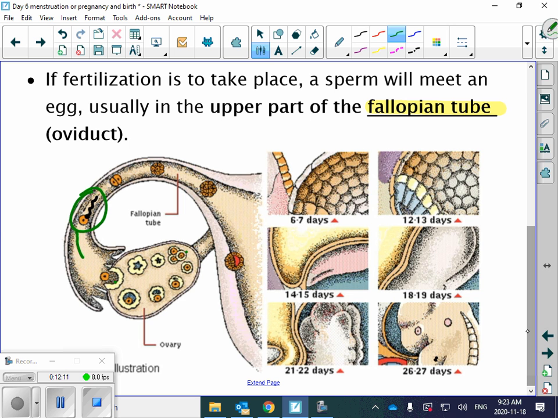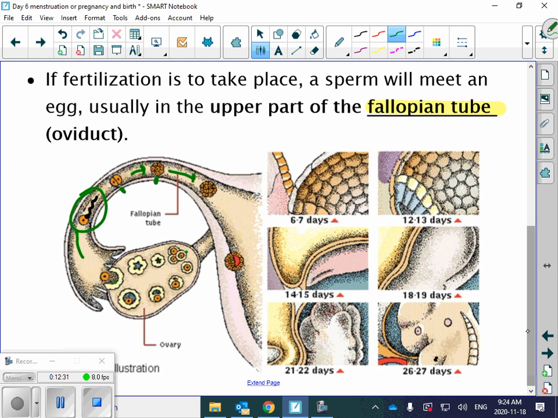That's become a zygote. Then it divides into 2 cells. They divided and divided as it's moving down the fallopian tube, and it's a ball of cells. This would be called a blastocyst. This here that's implanted in the uterine lining would be called an embryo.